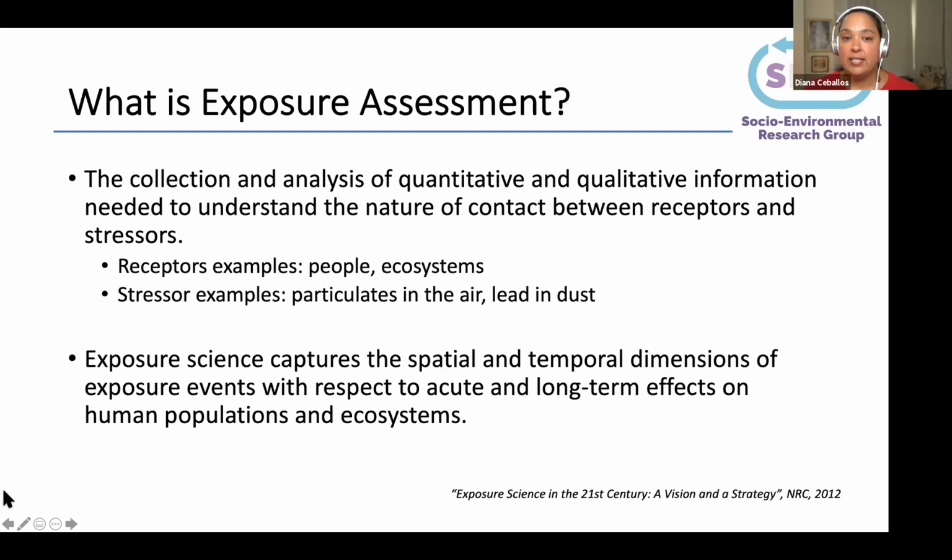So what is exposure assessment? It's a collection and analysis of quantitative and qualitative information needed to understand the nature of contact between receptor and a stressor, with a receptor being a person, humans, and ecosystems, and the stressors being, for example, particles in air and lead in dust, or other stressors. And more broadly, exposure science captures the spatial and temporal dimensions of exposure events with respect to acute and long-term effects on human populations and ecosystems.